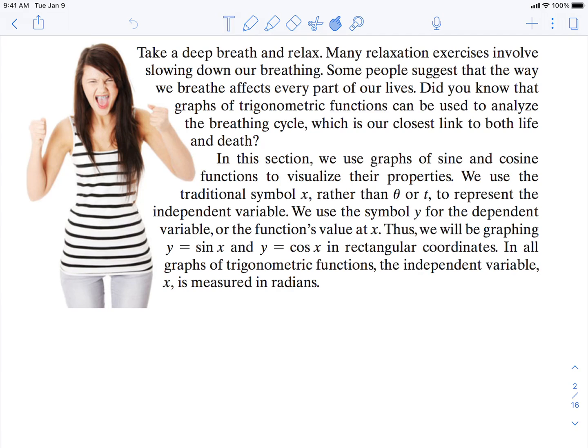All right, we're going to move on to continuing with our trigonometry unit, and we're going to graph the sine and cosine functions. So you can go ahead and pause if you'd like to read this. What we're going to focus on is the symbol x rather than theta or t to represent the independent variable. The symbol y will represent the dependent variable.